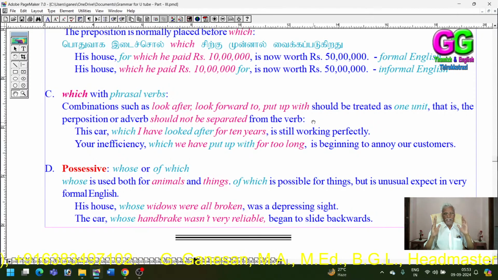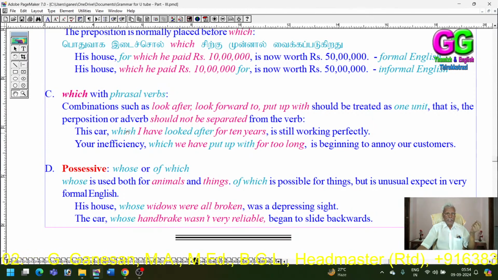Many students, the idea is, this is my car. I have been using this car and maintaining it correctly for 10 years. Now it is functioning perfectly. I have been using this car for 10 years, looking after it now and then, and now it is functioning correctly. This idea is expressed using a non-defining relative clause: this car, which I have looked after for 10 years, is still working perfectly.